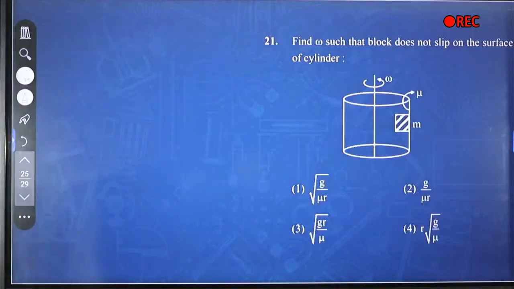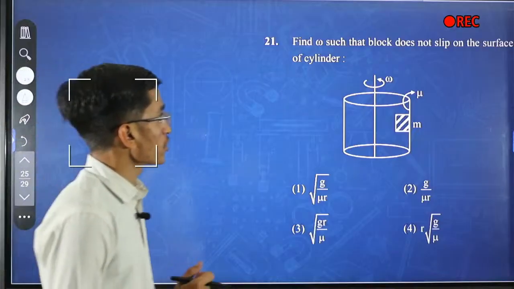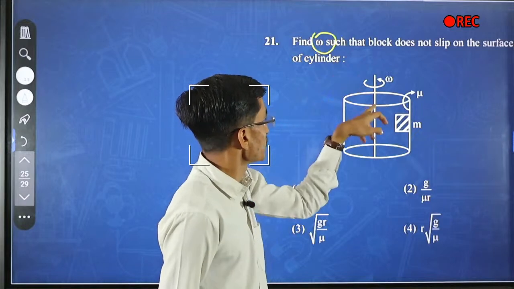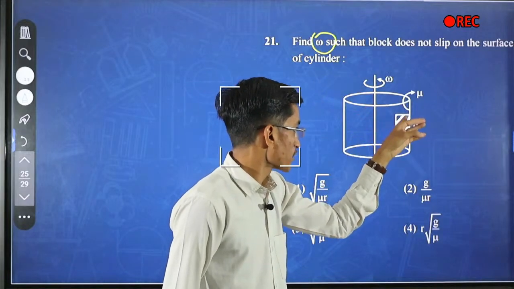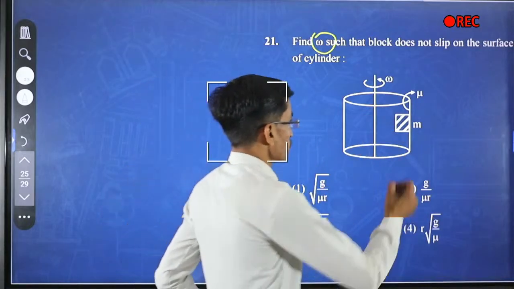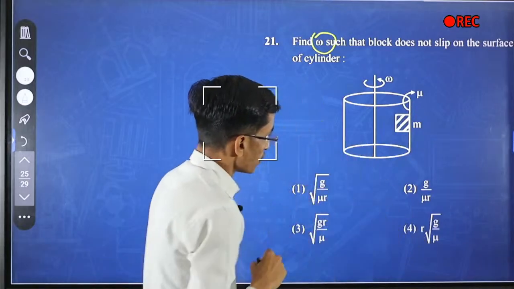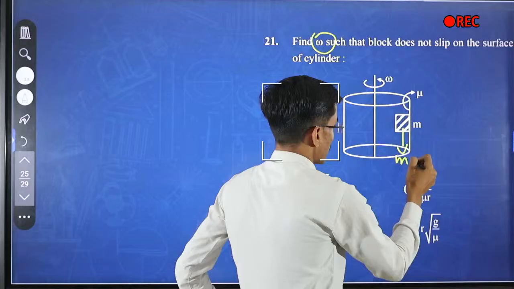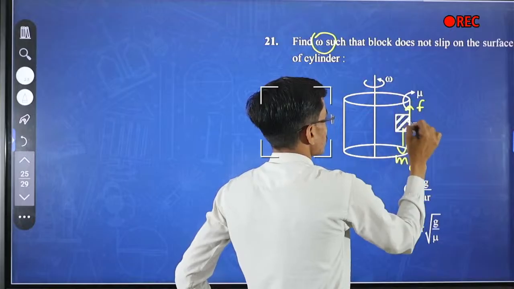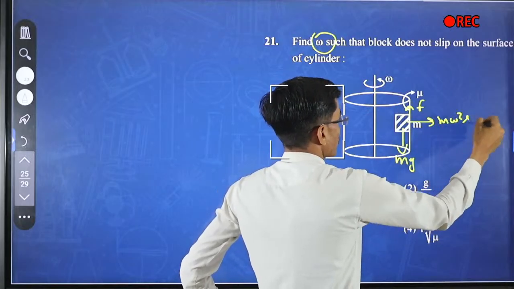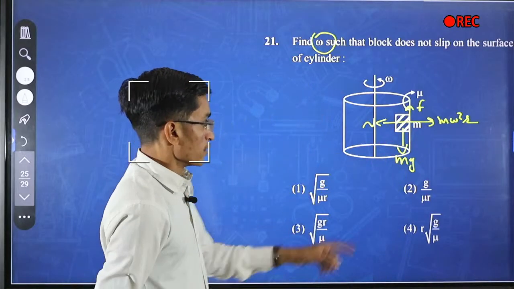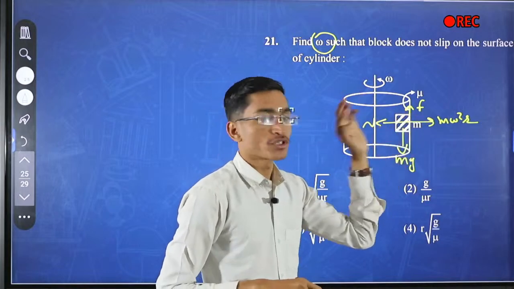Okay. Next one, find omega such that the block does not slip on the surface of the cylinder. We have to find the omega of the cylinder so that the smaller object cannot slide on the surface. We will draw this diagram: mg is acting downward, and friction will act upward. This is rotating like this. So m omega square r will act to the right side and the normal will act to the left side.